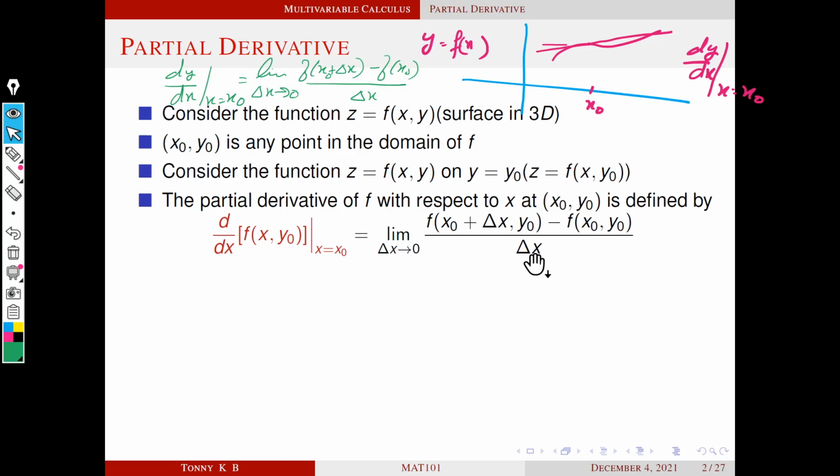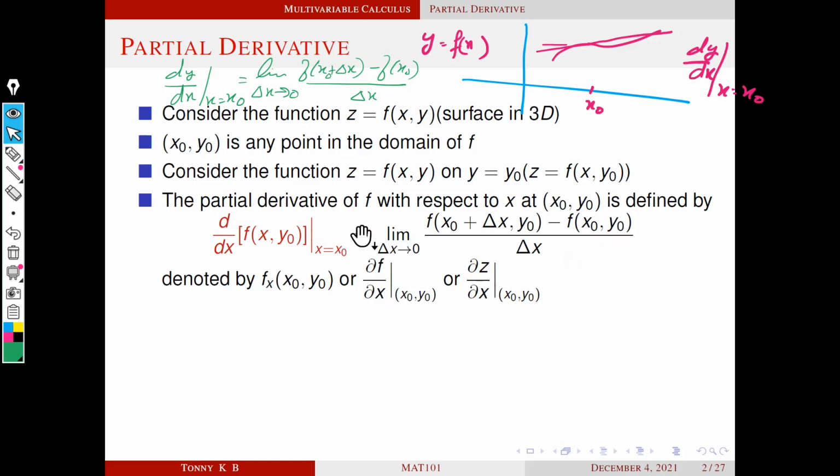Okay, so this is the rate of change of our function f of x, y at x naught, y naught with respect to x alone. This derivative is called the partial derivative of the function f with respect to x at x naught, y naught. And we can denote this derivative by this representation, f subscript x at x naught, y naught, where the subscript x stands for the derivative with respect to x, or we can write it like this: dou f by dou x, or dou z by dou x at this point. Okay, these are the representations for this partial derivative.